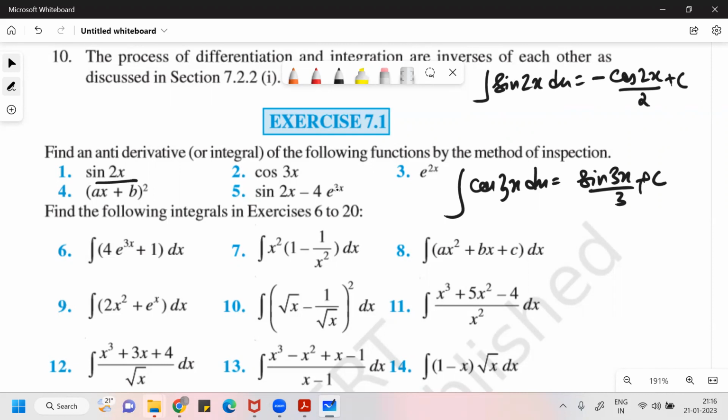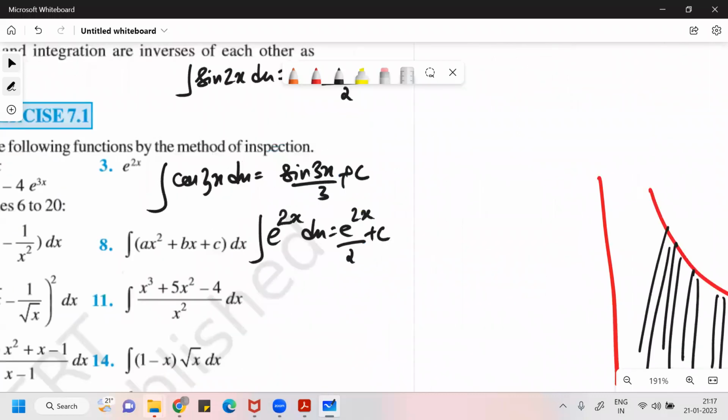Then if I talk about e to the power 2x dx, it would be e to the power 2x by 2 plus c. The same logic you can follow. Just think of it as e to the power x, and then you can do it. You will get the answer very easily.